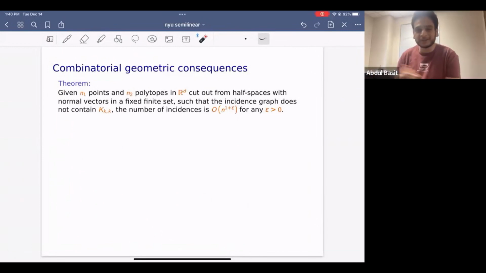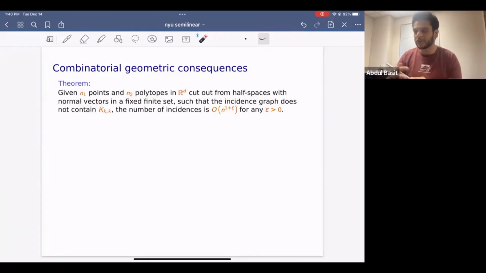Yeah, so what can we see in combinatorial geometry? Remember I talked about axis-parallel rectangles, but what we actually have is much, much more general. Suppose I have some set of polytopes and I tell you that the faces of the polytopes come from a prescribed set of directions. So these polytopes are cut out from half spaces that have normal vectors in some fixed set.